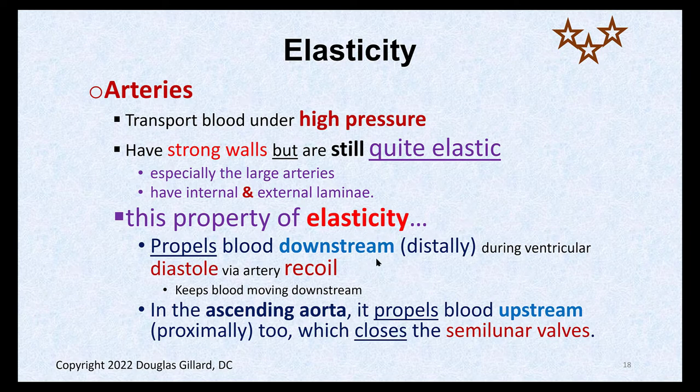And that's everything I said about how that elastic recoil propels blood while your heart is napping during diastole. That's why when you cut yourself, blood always comes out. But if you cut an artery, what happens? It spurts, right? So it's not a constant flow. The pressure is still higher during systole, but even during diastole you still have pressure. And why? Because of that elastic recoil.